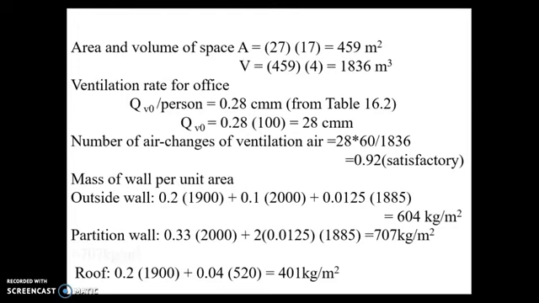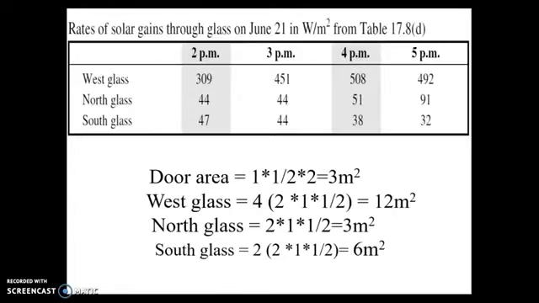Next, we are going to find the mass of wall per unit area. So we find the outside wall mass, that is 604 kg per meter square. Mass of partition wall 707 kg per meter square. Mass of the roof 401 kg per meter square.